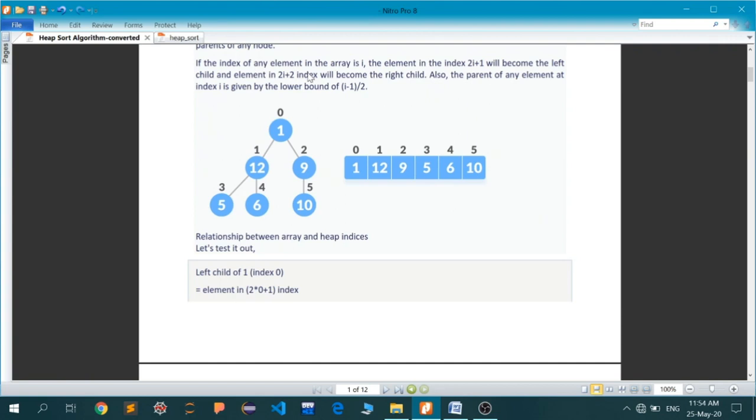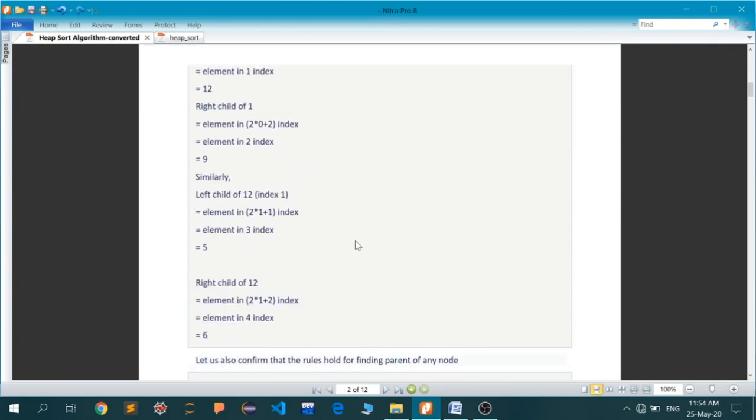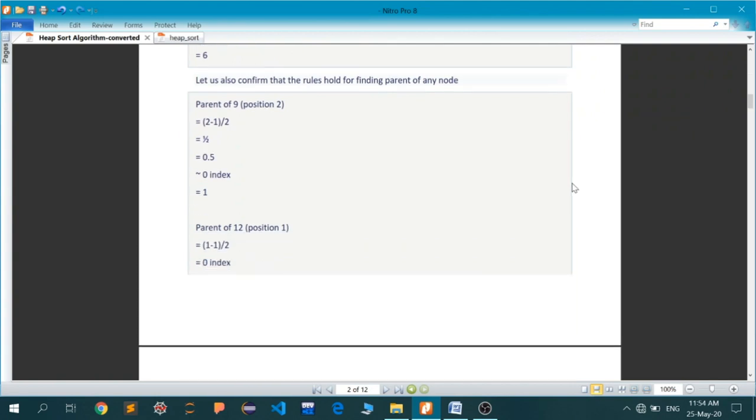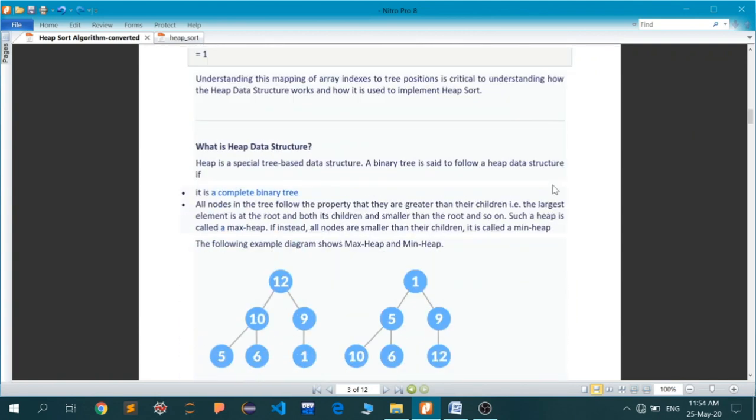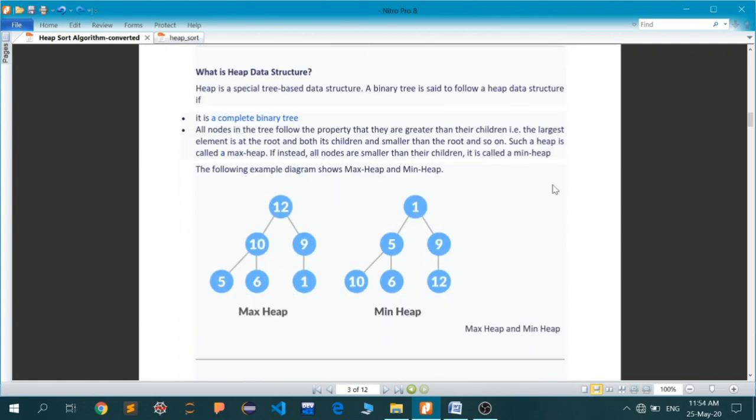Okay, so I'll move on. I think the notes are with you already, so you can try to solve these equations. Now we'll move on to heap.